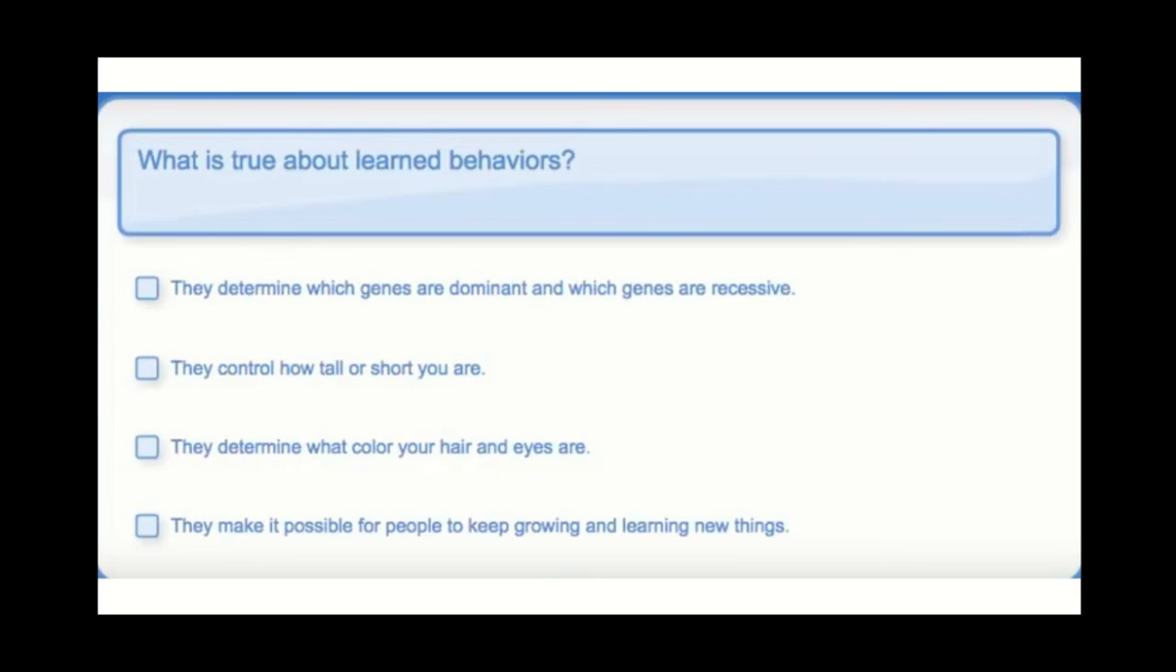What is true about learned behavior? Number one, they determine which genes are dominant and which genes are recessive. They control how tall or short you are. They determine what color your hair and your eyes are, or they make it possible for people to keep growing and learning new things. So what is true about learned behaviors? The last one, they make it possible for people to grow and learn new things.